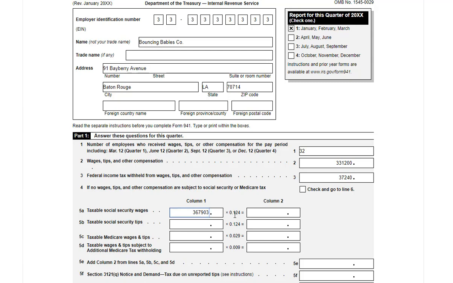That's for 12.4%. Why is that 12.4%? 12.4% is the double of the Social Security tax rate of 6.2%, because here we want to account for both the employee withholding and the employer match. So 12.4% times 367,903, we arrive at $45,619.97.